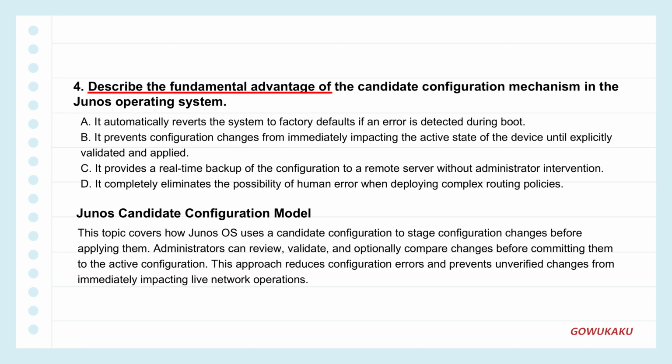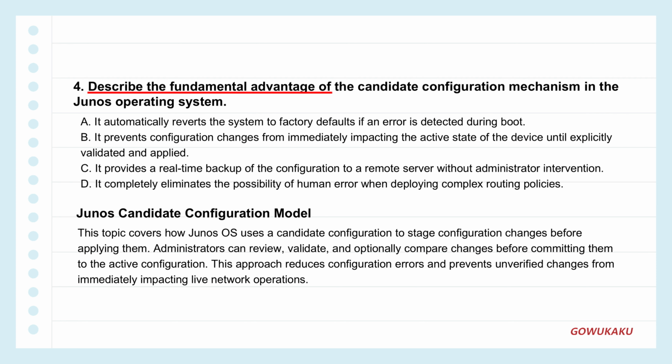Describe the fundamental advantage of the candidate configuration mechanism in the Junos operating system. Okay, lay 'em out. Option A. It automatically reverts the system to factory defaults if an error is detected during boot. Option B. It prevents configuration changes from immediately impacting the active state of the device until explicitly validated and applied.